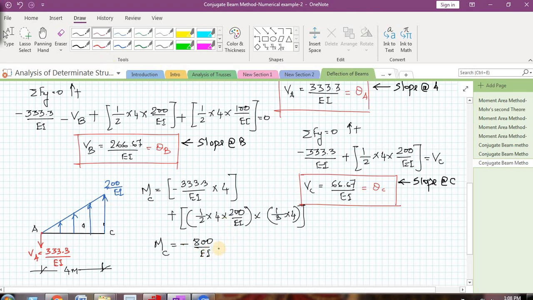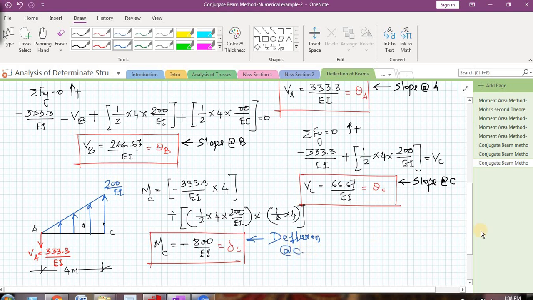This is nothing but the deflection at C, and the negative sign indicates that it is downwards. So let me write that. So this is the deflection at point C.